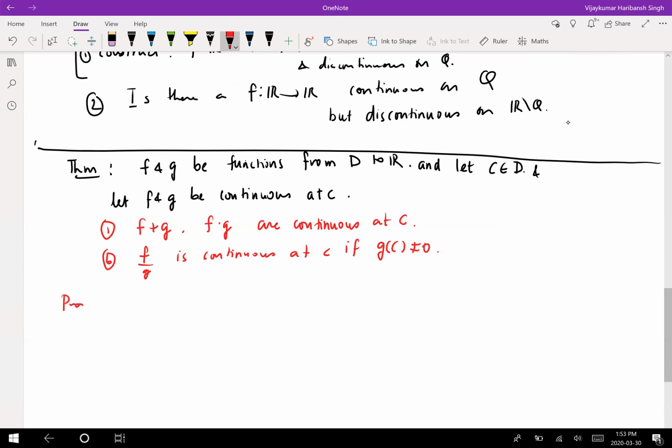So proof. Also, another thing is let alpha belong to R. Then clearly alpha f is continuous at C as well. In fact, you can go further. If you take all the continuous functions from D to R, you can basically give it some kind of a structure of a vector space. And if it doesn't become zero, then you can give it a further structure.